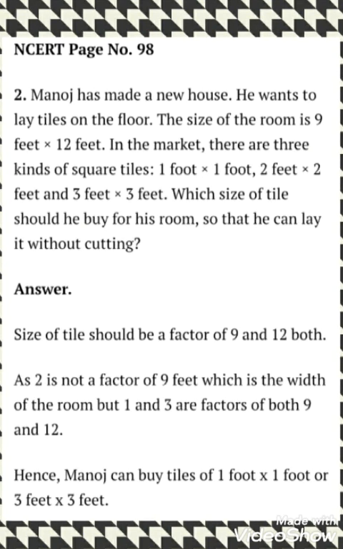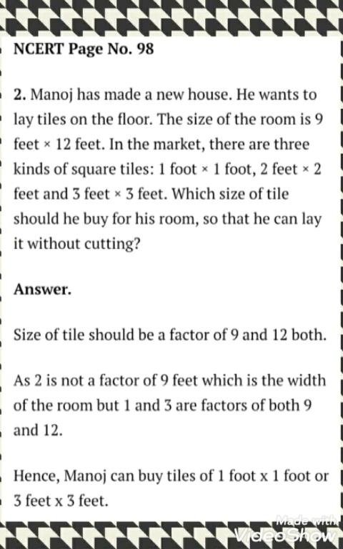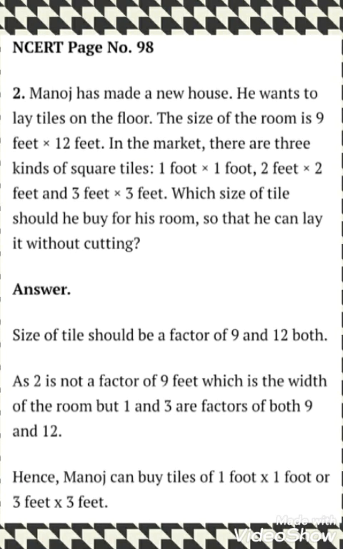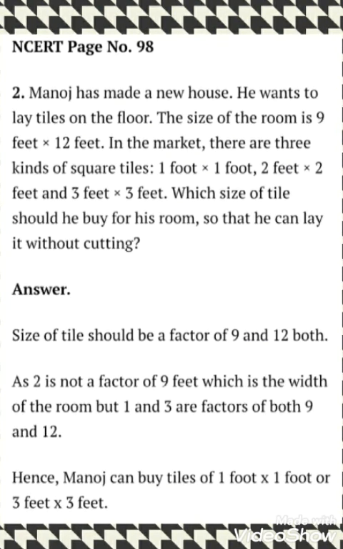Why are we taking 9 and 12? Because 9 into 12 is the size of the room. So we are going to take the factors of 9 and 12. As 2 is not a factor of 9, which is the width of the room, but 1 and 3 are factors of both 9 and 12, hence Manoj can buy tiles of 1 foot into 1 foot or 3 feet into 3 feet. Now 1 and 3 both are the factors of 9 and 12.